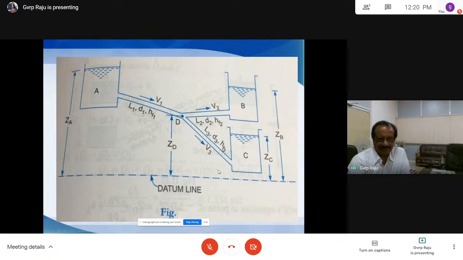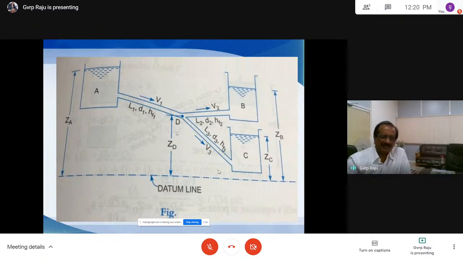So HF3. The friction loss for pipe 1 is HF1 = FL1 V1 square by 2G D1, the friction loss for pipe 2 is HF2 = FL2 V2 square by 2G D2, and the friction loss for pipe 3 is HF3 = FL3 V3 square by 2G D3. And this D is the junction, for which the datum head is ZD. So these are the notations here.